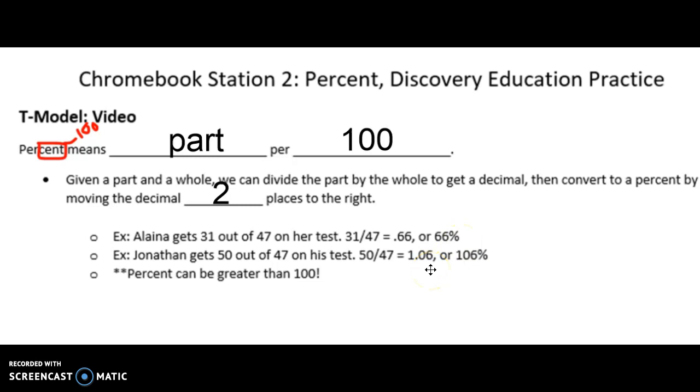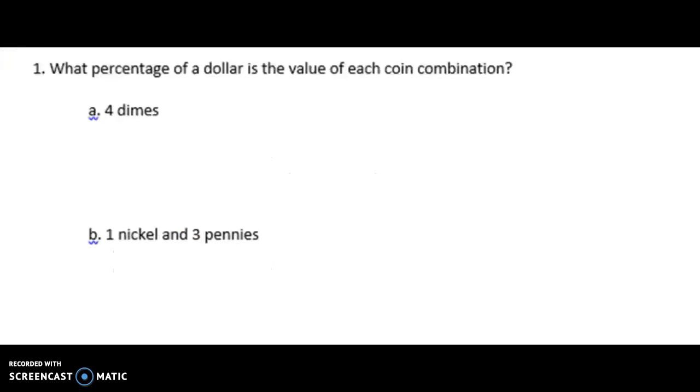If Jonathan gets 50 out of 47 on his test, my part, 50, is actually bigger than my whole because he must have gotten bonus points. So I divide 50 by 47, and I get 1.06. Move the decimal 2 places to the right, and I get 106%. Percent can be greater than 100. So we're going to do a couple of examples together here.